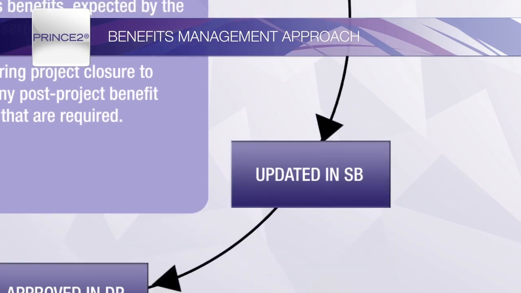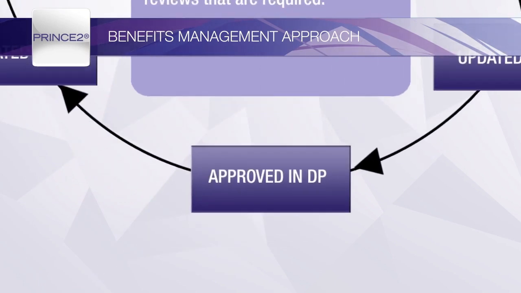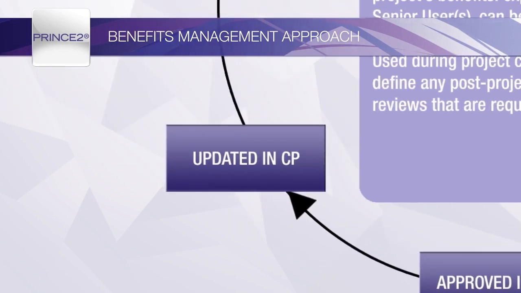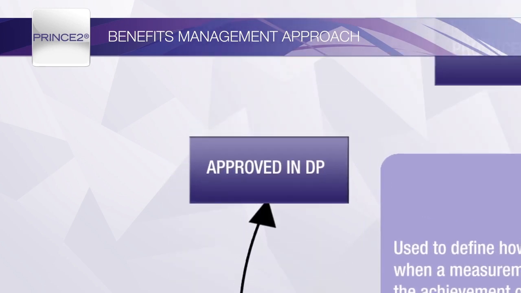It is then updated at the end of each management stage as part of the managing a stage boundary process to ensure that the approach reflects the results of any benefit reviews undertaken in the completing stage and remains in line with the remaining expected benefits that are defined in the business case. The project board will then review and approve this as part of the Authorize a Stage or Exception Plan activity in the DP process. At the end of the project, the benefits management approach should be updated to include any post-project benefits review of the performance of the project's products in operational use prior to submitting it to the project board in DP for the final project closure authorization.